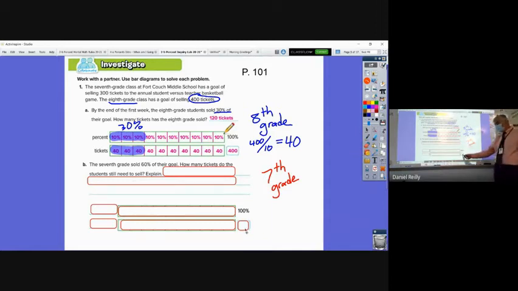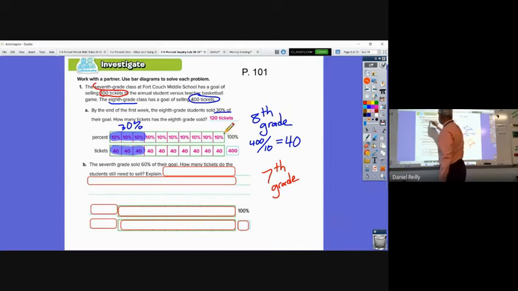What number goes in here? This one is for the 7th grade. So the 7th grade has 300 tickets. So that's the 100% for the 7th grade, right? So 300 is 100% for the 7th grade.